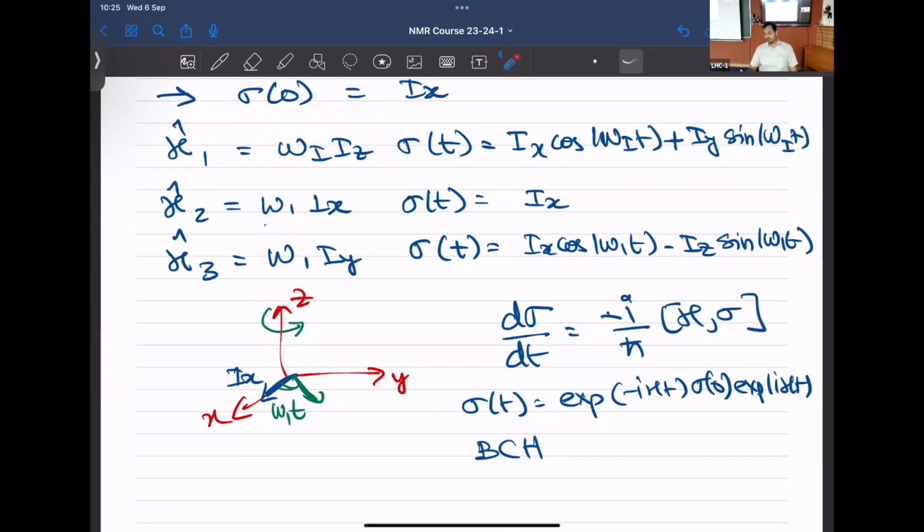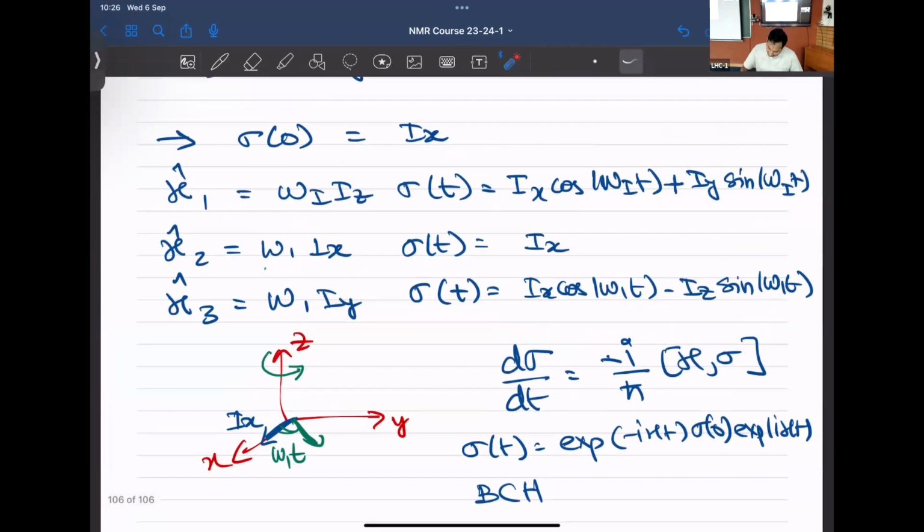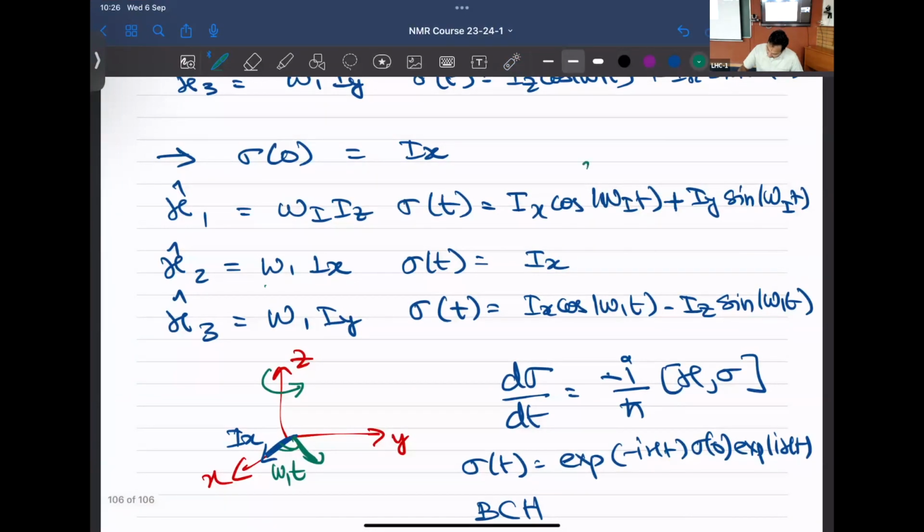For instance, if we have prepared the density matrix along Ix, which we know how to prepare, if you apply a 90-degree pulse along Y from equilibrium, you can prepare an Ix state. What happens when you have an evolution with respect to time, when you just have chemical shift, is what we are trying to understand. Whatever we have written here on top is called the chemical shift evolution.